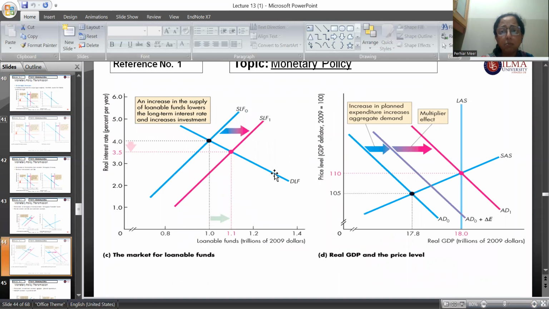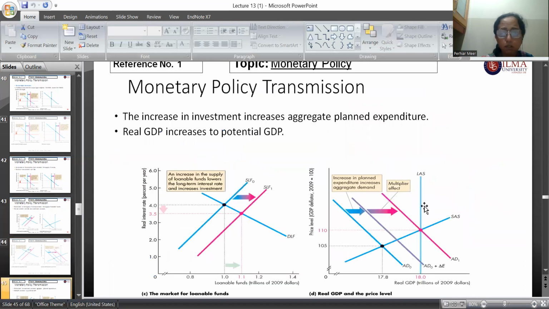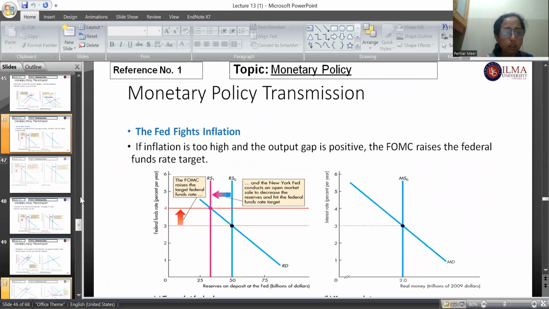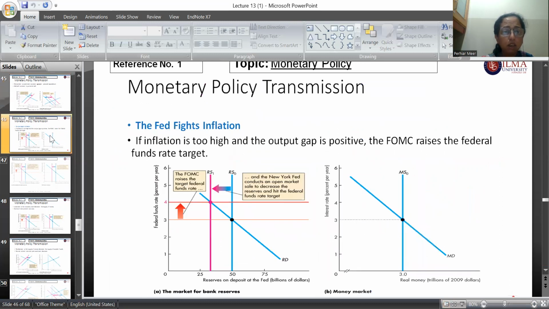So, an increase in planned expenditure increases aggregate demand, and the multiplier effect is seen at a point from 17.8 to 18. Which can be clearly seen in this figure. The arrows show the position has shifted to the right.